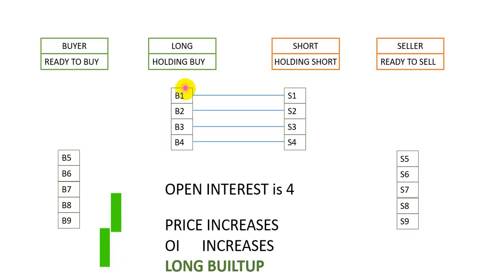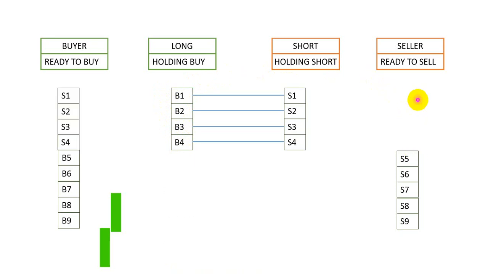Now where will these buyers be? All these people have purchased, no? Now they will go and join the selling queue. Similarly, these people who have sold will go and stand in the buying queue because they want to exit their short positions. For that they will be ready to place buy orders. So this is how they will exchange their positions.